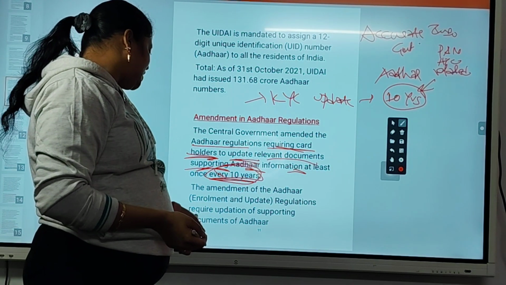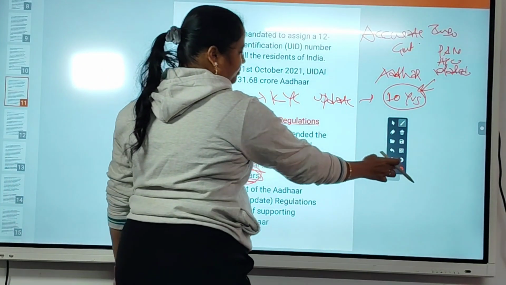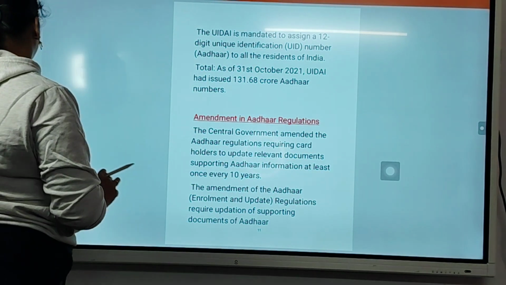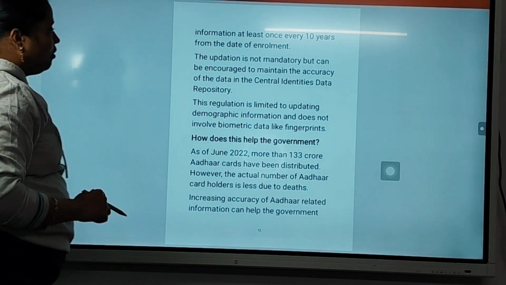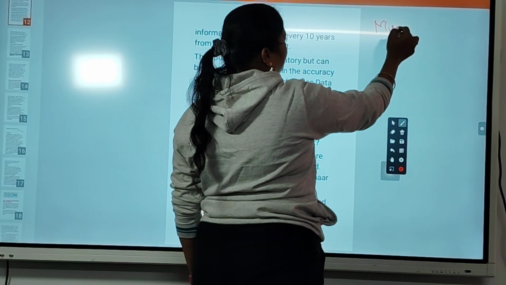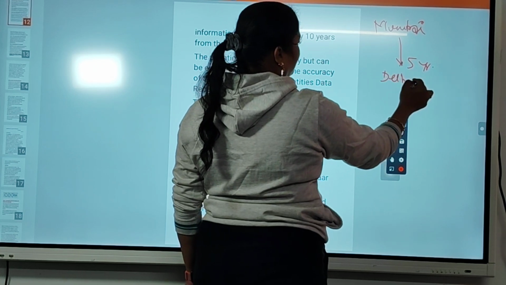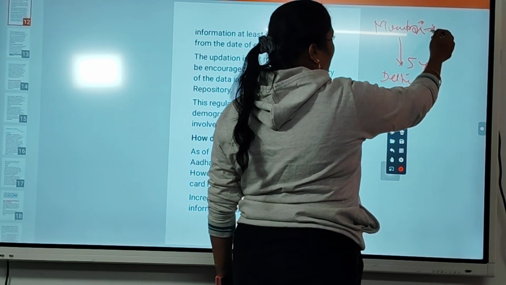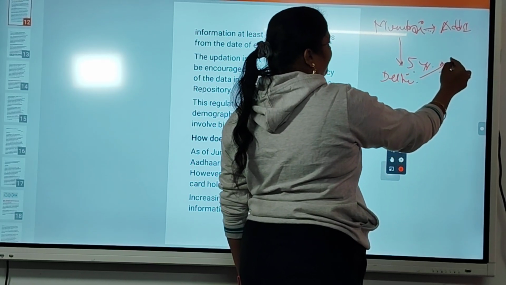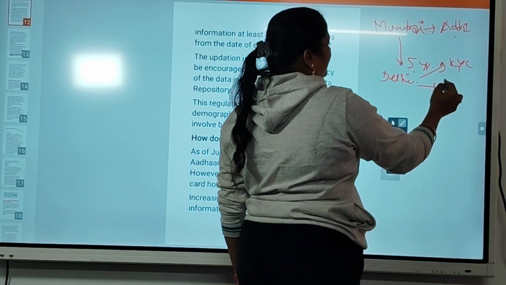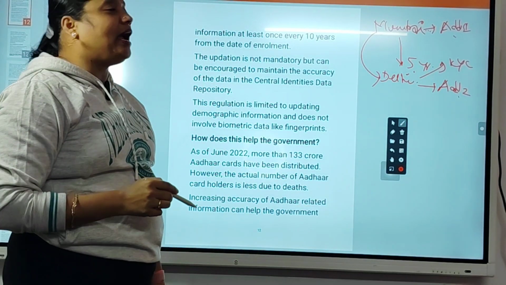So amendments of Aadhaar regulations require updating of supporting documents of Aadhaar. Whatever the supporting documents of Aadhaar are, they must be updated. Suppose you are living in Mumbai. After 5 years, you move to Delhi. So in Aadhaar, your Mumbai address will be there, address 1. After moving to Delhi, you immediately have to make a KYC update. In that, you have to update your new address 2. Because this makes the information with the Aadhaar card very accurate.